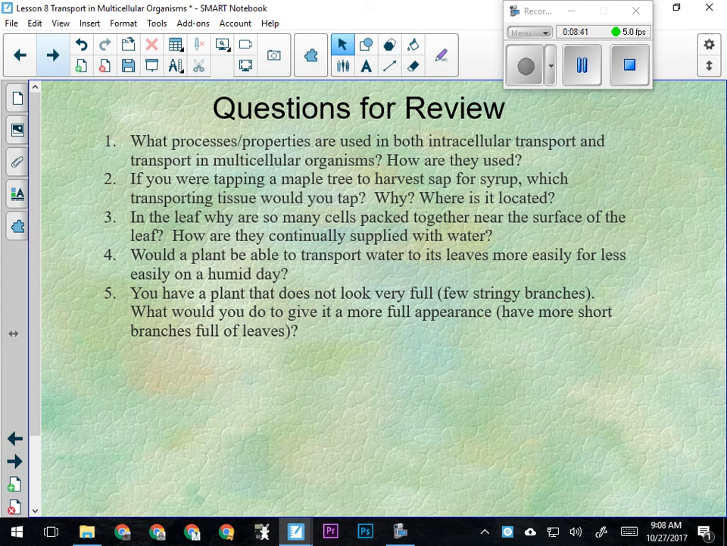Number 5, you have a plant that does not look very full. That is, it has a few stringy branches. If I want to make it look more full, what do I do? Trim it, yeah. If I trim it back, then it grows from buds that are further back, maybe more than one bud, and that'll make it appear fuller over the course of time. Good.